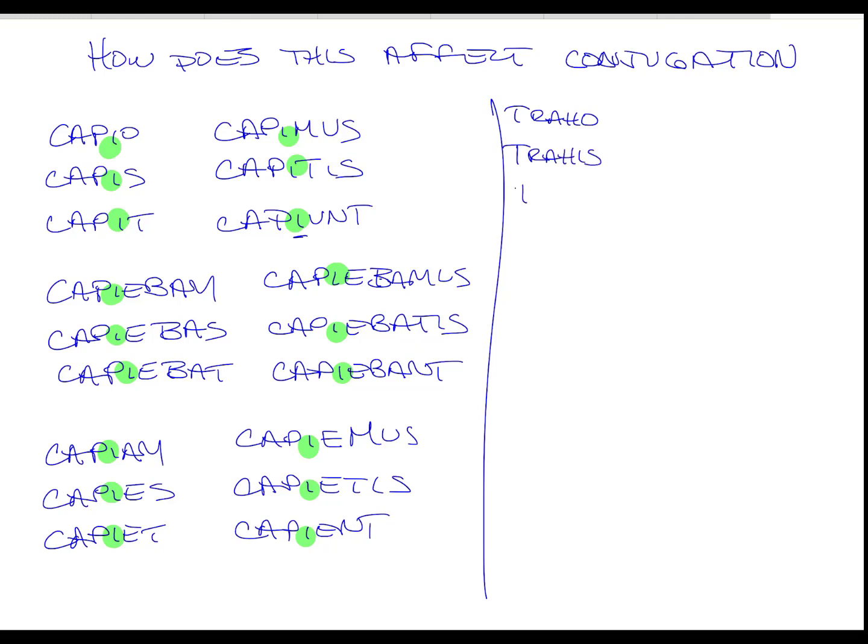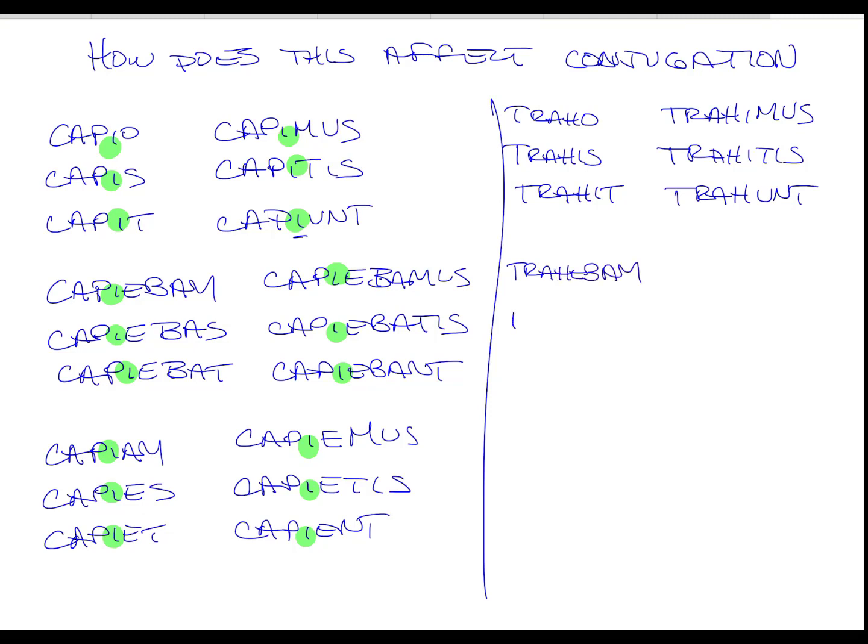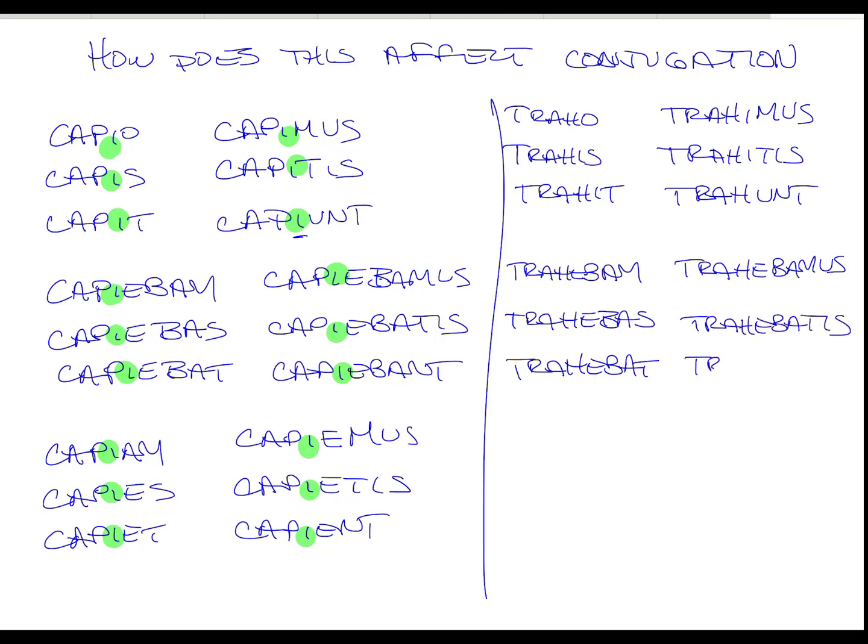Trajo, trahis, trahit, trahimus, trahitis, trahunt. Imperfect: trahebam, trahebas, trahebat, trahebamus, trahebatis, trahebant.